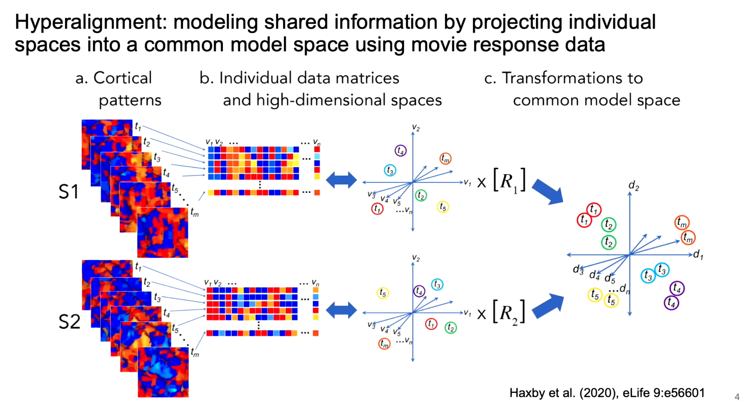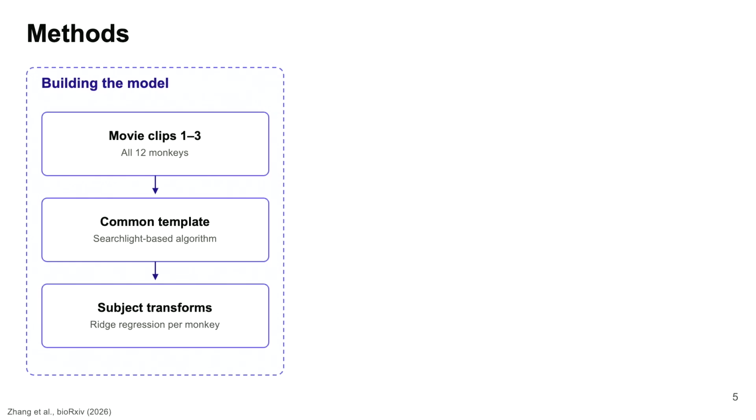The core idea of hyperalignment is that it aligns brain activity across individuals by rotating each subject's unique neural patterns into a shared model space while preserving their underlying information structure. Given the dataset we have, we are using response hyperalignment to align movie responses to a common model space. Here's how we build and test the model. We first use the first 3 clips of the movie from all 12 monkeys to compute a whole-brain template. Then we estimate a transformation matrix for each monkey using ridge regression. Everything afterwards is validation.